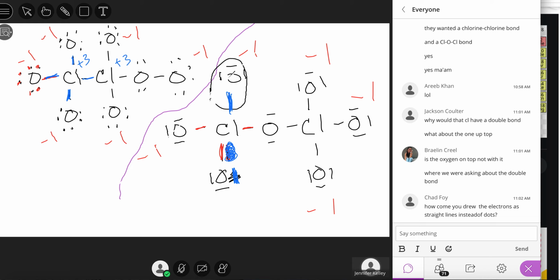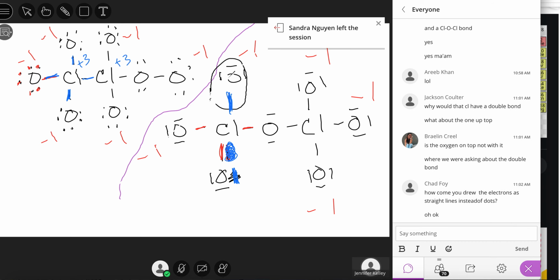Good point. Yeah, okay. I drew the electrons in straight lines instead of dots because I'm in a hurry. They really should be dots. They should not be straight lines like I drew them. So that was also -1. And then this chlorine here is pretty much just like the other chlorines. So that's +3. This was +3.